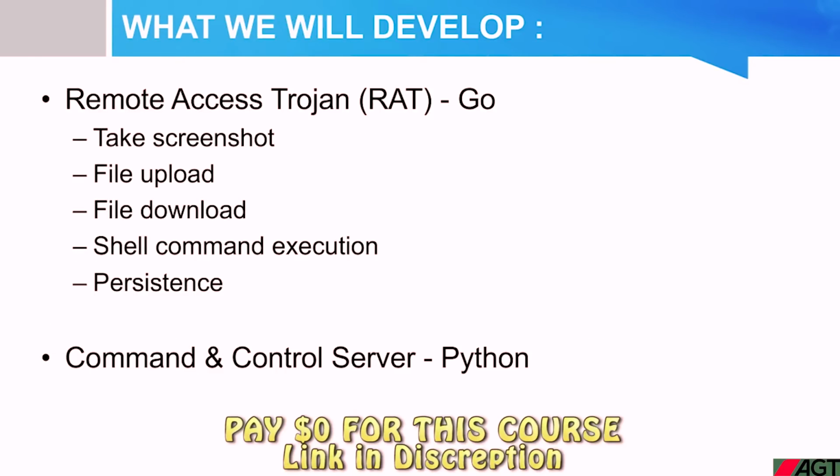So what are we going to be developing? This is a practical course, and therefore we are going to actually create our own malware from scratch. We are going to be developing a remote access Trojan using the Go programming language, and later on create a command and control server for the same using Python. Now, our malware is going to have all these capabilities: take a screenshot, file upload, file download, shell command execution, and we shall finally take a look at persistence.